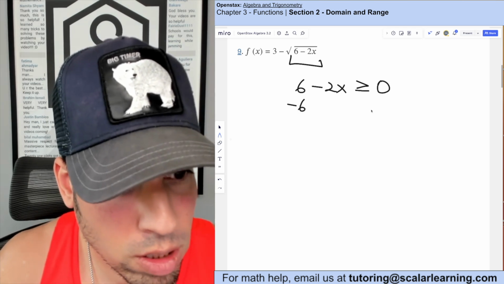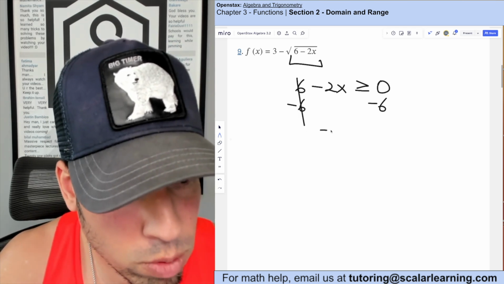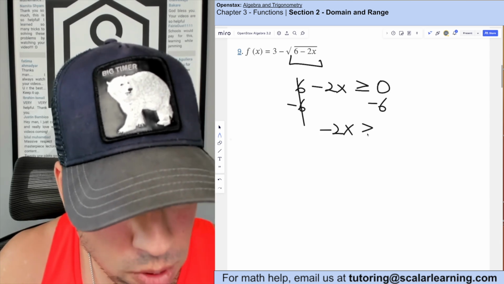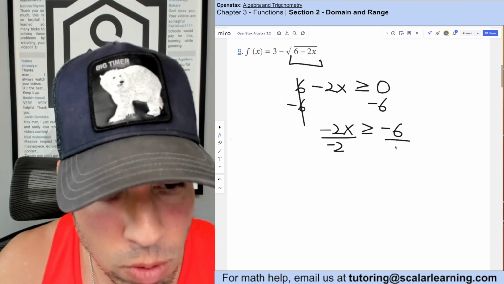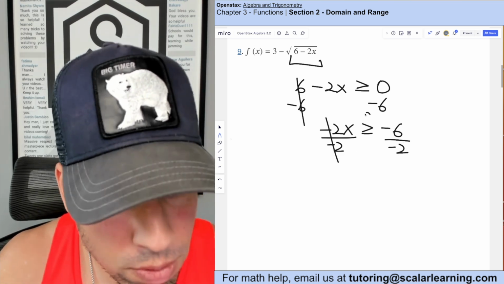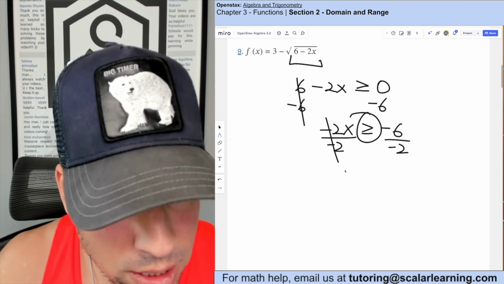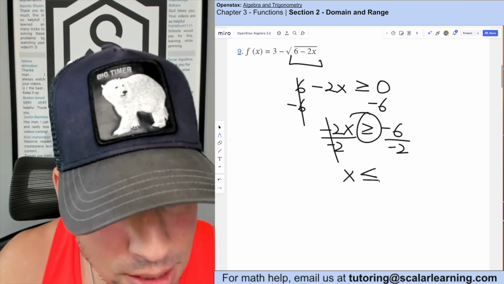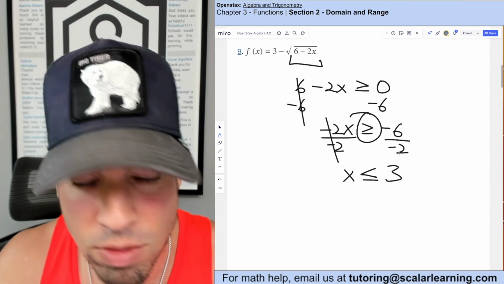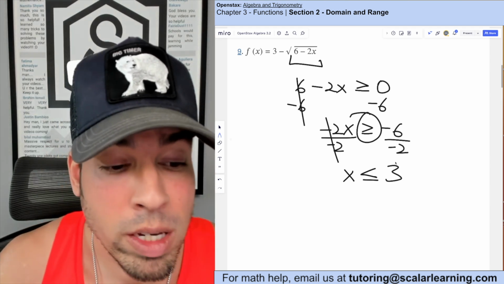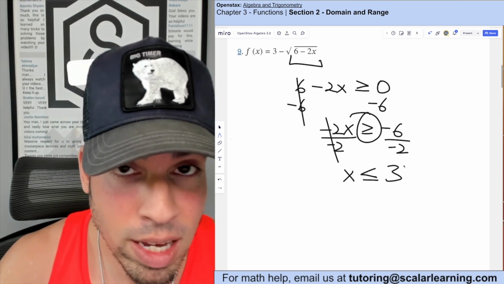Now we're going to isolate. We're going to subtract 6 from both sides. Boom. We got negative 2x is greater than or equal to negative 6. Then we're going to divide by negative 2. And don't forget, when we divide by a negative, we flip the inequality, which leaves us with x is less than or equal to 3, positive 3, right? Negative 6 divided by negative 2 is positive 3. So we can go as high as 3, but then anything below that is good to go.